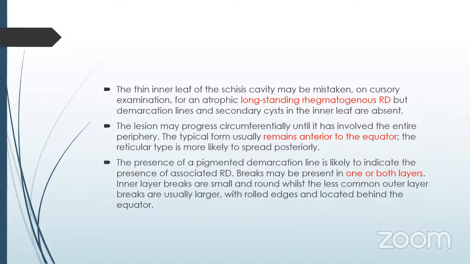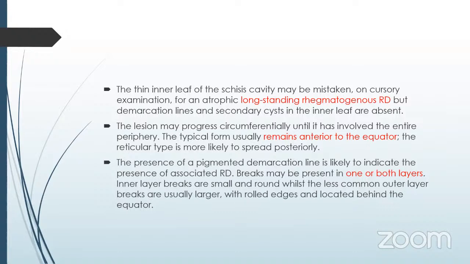But the reticular type of schisis usually spreads to involve the macula. Reticular schisis is a congenital type of retinoschisis, which most commonly involves the macular area, and because of the involvement of the macular area, visual prognosis is poor. As it's a congenital condition, it most commonly involves the first 2 decades of life.